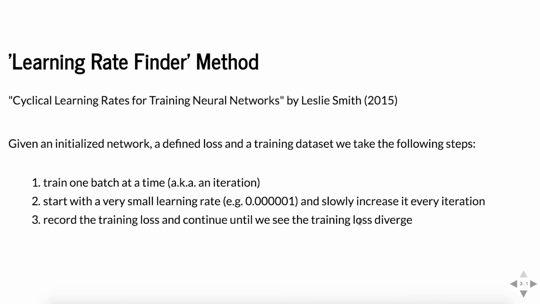Then we continue this process until we see the training loss diverge, until we see the training loss increase dramatically. Once we've gone through this process for a given network and a given data set, we want to analyze the results, and from that we can determine the best learning rate to use.